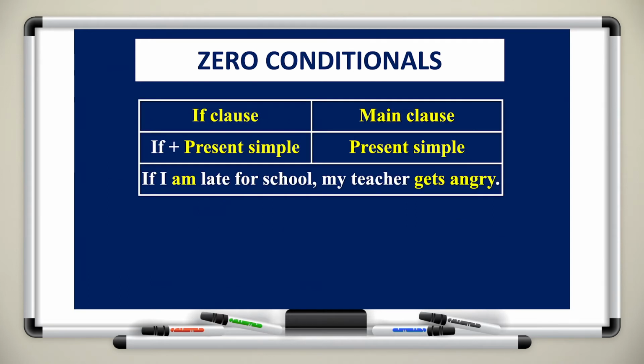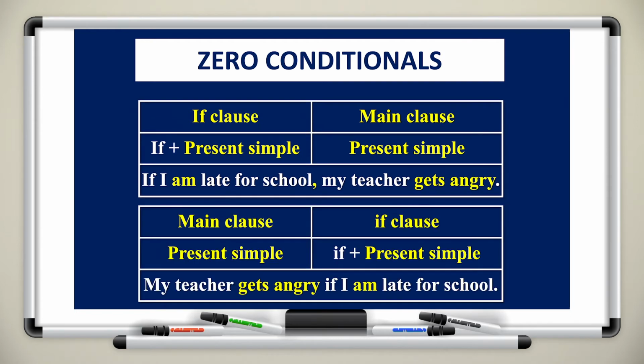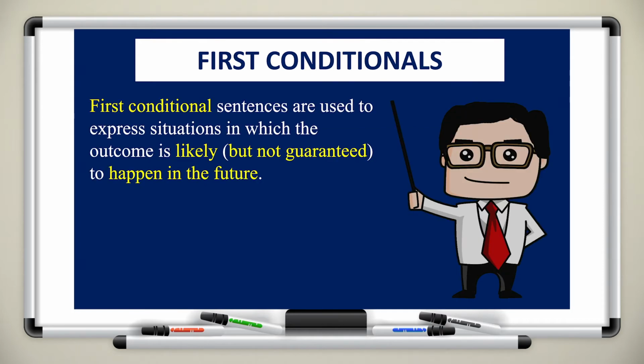So the composition of the zero conditional is we have our if clause and the main clause. The if clause consists of if plus the present simple, and the main clause, the verb in the present simple. If I am late for school, my teacher gets angry. This always happens, and this is what we're talking about when it comes to the zero conditional. We can also have it the other way around, and we start with our main clause. My teacher gets angry if I'm late for school. So it's not a problem to start with the main clause or the if clause as long as the two clauses are present. Let's look at the second conditional we have here, the first conditional.